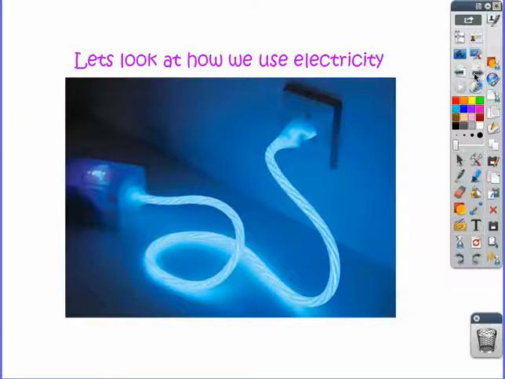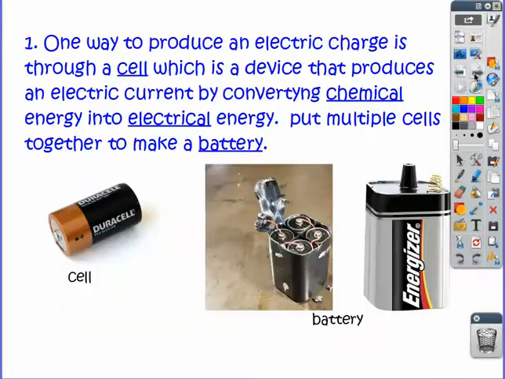Now, when we use electricity, we need it to be pretty controlled. So we use cords that are made up of metal wires wrapped in a plastic or rubber insulator, typically. But we also like our electricity to be available to us on the go. So we have devices that are called cells.